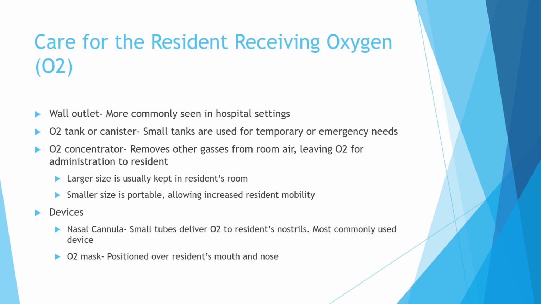An oxygen mask is also another device that can be used. It is positioned over the resident's nose and mouth. There are some different types of facial masks. There's a simple mask which can be run at 6 to 10 liters. Then there's a non-rebreather, which can be run at 10 to 15 liters. So there are some different devices out there, depending upon the need of the oxygenation for the resident.